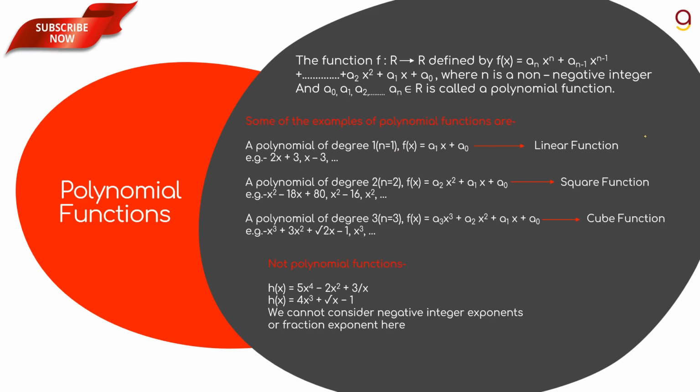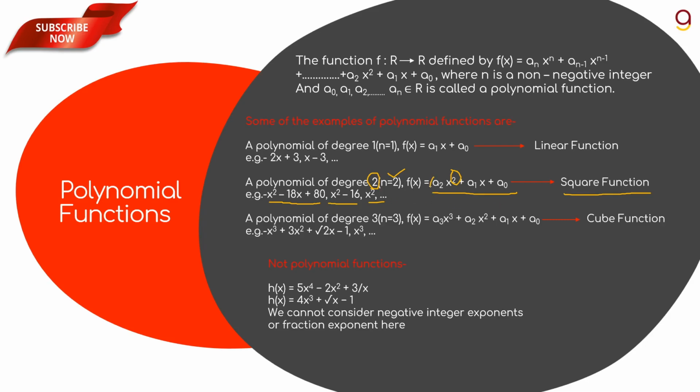Now let's see square function. A polynomial of degree 2. So what is the highest power of x in this case? In this case, the highest power of x is 2. Yes, n is equal to 2 in this case. So the degree of f(x) is equal to 2. So this type of function is called the square function. For example, x square minus 18x plus 80, x square minus 16 or x square. These are all square functions.